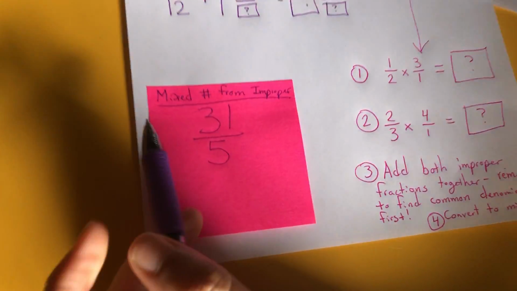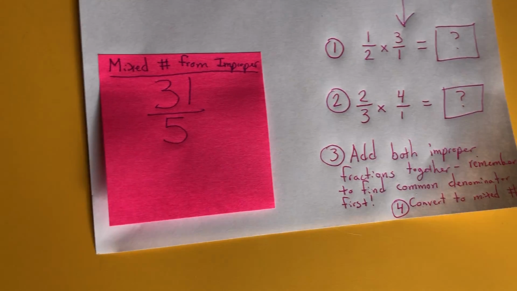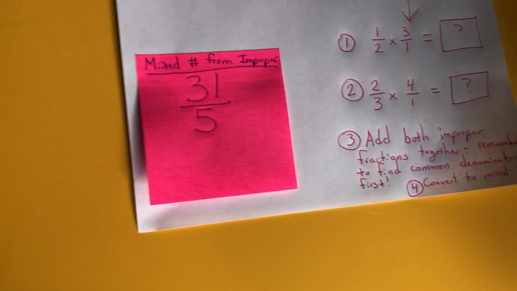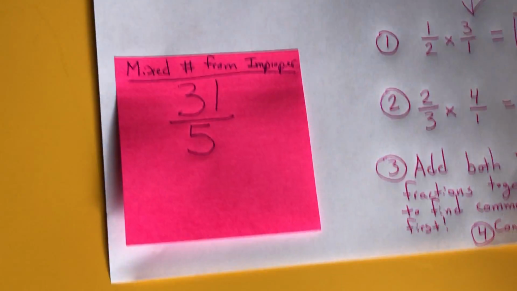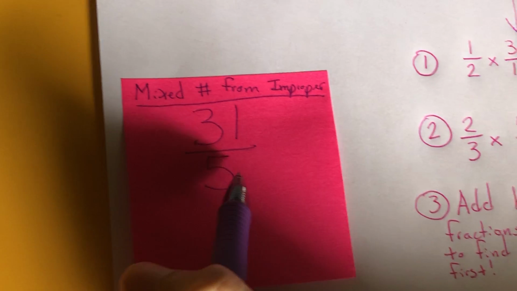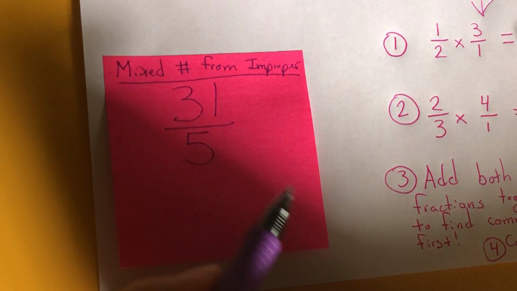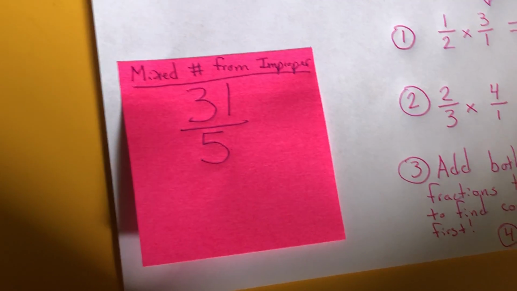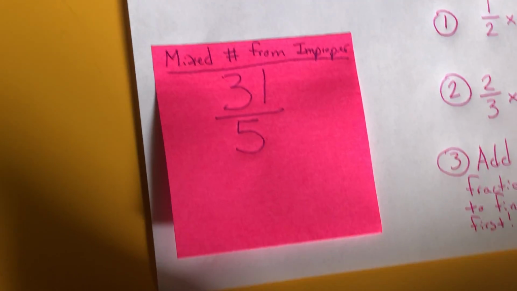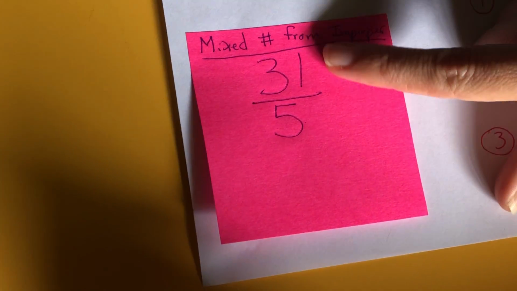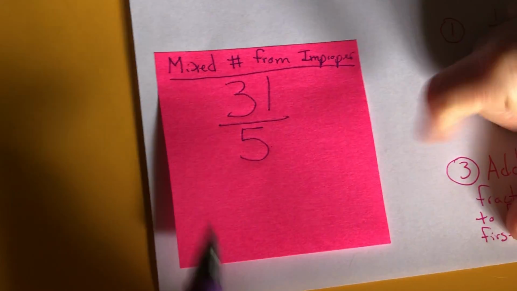All right, so improper fraction, 31 over 5. 31 is much bigger than 5, so that's why we know that's an improper fraction, because the numerator is bigger than the denominator. So to turn this into a mixed number, you have to ask yourself, how many times can 5 go into 31? Well, because I'm a master of my multiplication facts, I know that 5 times 6 is 30. So that tells me 5 can go into 31 6 times.